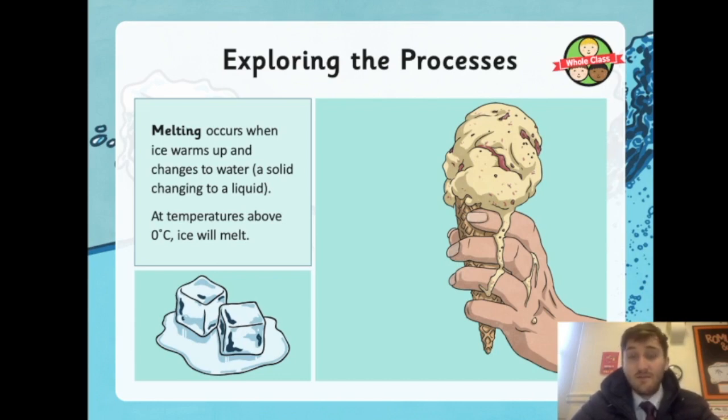So if we have an ice cream and the temperature outside is more than 0 degrees Celsius, you've got to eat that ice cream quite quick, otherwise it will melt all over your hands. Or again, even just looking outside when it's snowy, if the temperature is above 0 degrees Celsius, or it's icy outside, it will melt, won't it? And it'll turn into water.